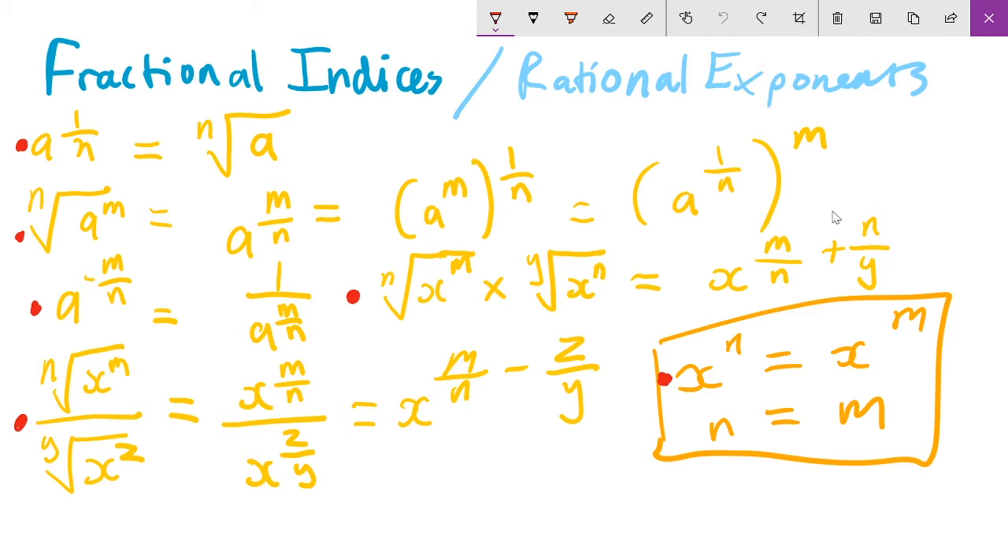Now you also have this property right here, which is really useful later on when you do maths. If x to the n equals x to the m, that means that n equals m. So that's a very cool property right there.